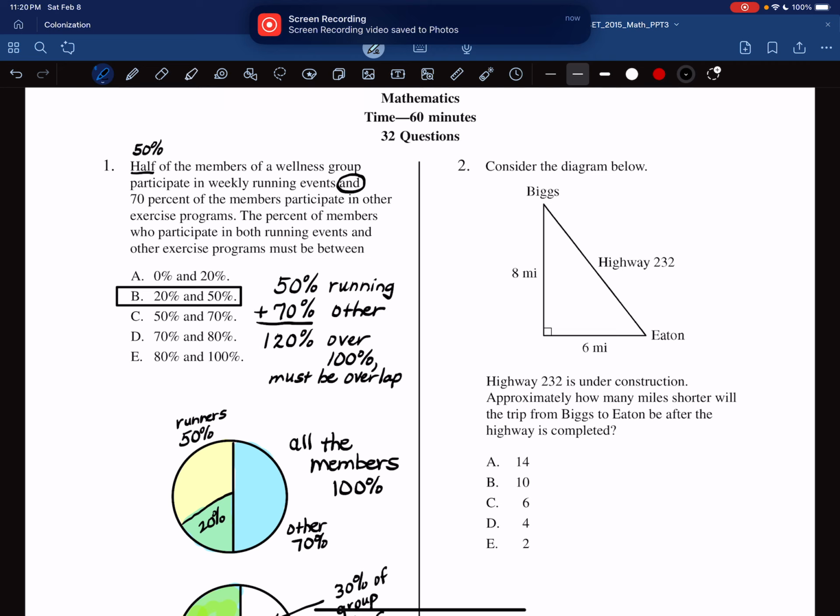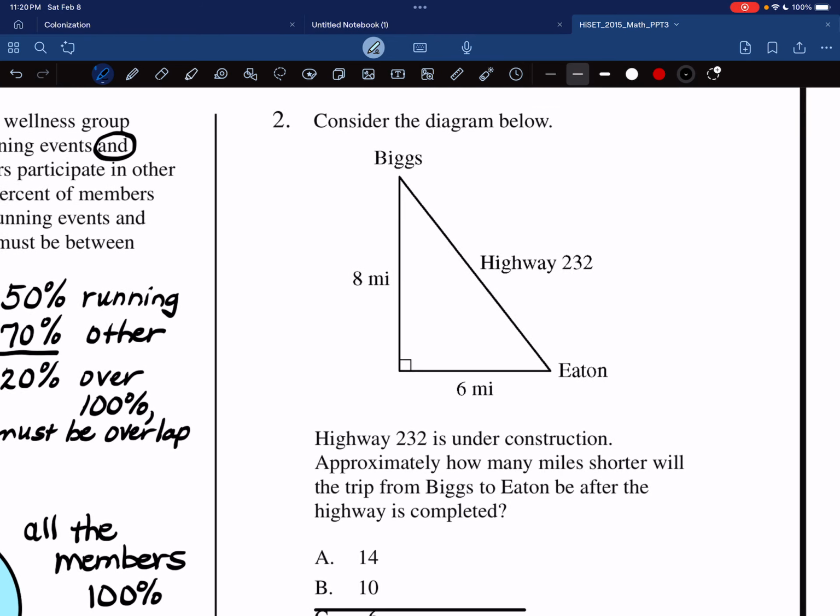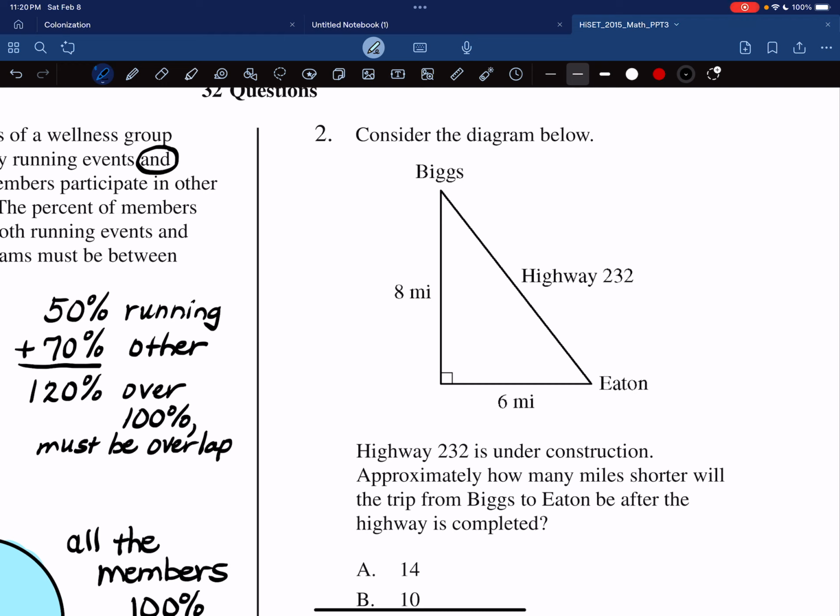Question number 2. This one is considered a medium, so it's not going to be as hard as number 1, or it shouldn't be. It says to consider the diagram below.